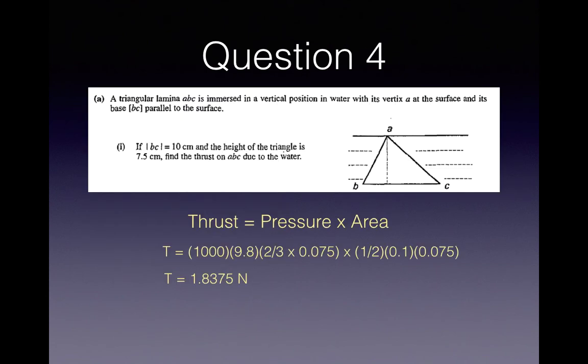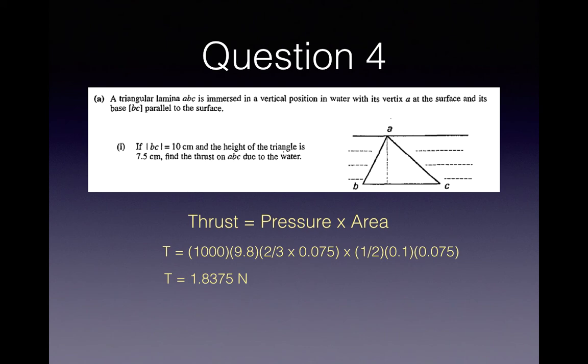Okay, something a little bit more involved. So we have a triangular lamina, ABC, immersed in a vertical position in water with its vertex A at the surface and its base parallel to the surface. If BC, the base, is 10 centimetres and the height of the triangle, that's the vertical line from A down to BC, is 7.5 centimetres, find the thrust on ABC due to the water.